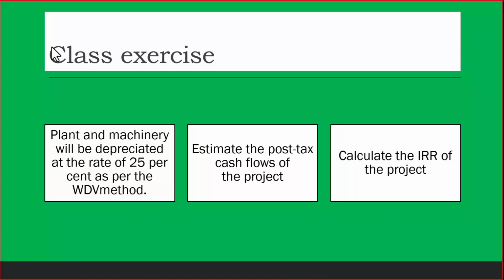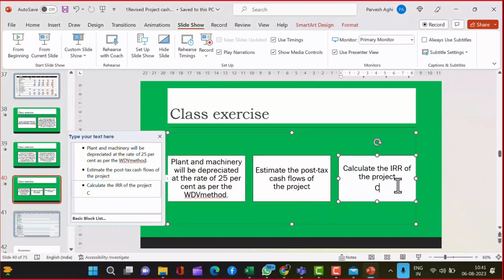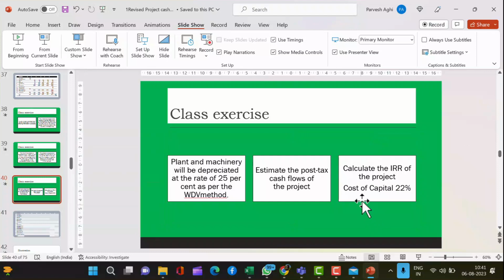हाँ, इधर मैं क्या कर रहा हूं? I'm just adding one more thing. The cost of capital, which is not given in the questions, I'm just putting it here. Another thing is say 22%. Okay, I'm just putting it. Fine, I'm just adding this.